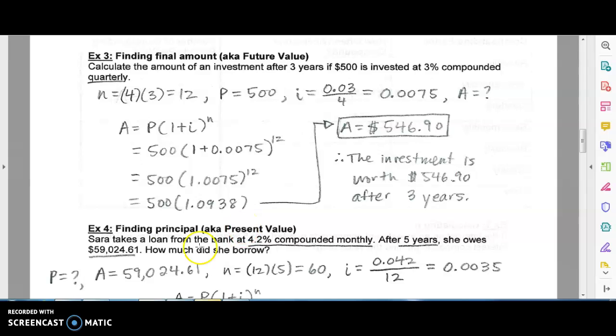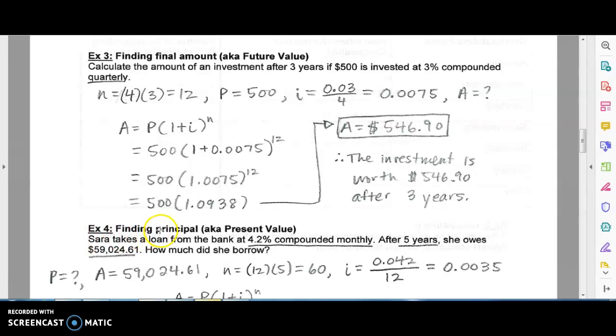So in this case, you know the final amount, you want to solve for the principal amount or the present value. So looking at our question here, example 4, Sarah takes a loan from the bank at 4.2% compounded monthly. After 5 years, she owes $59,024.61. How much did she borrow?